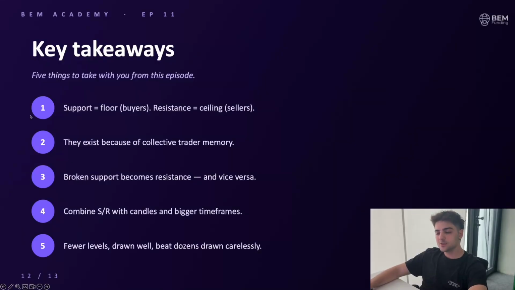There are 5 things to take with you. 1. Support is a floor where buyers step in, and resistance is a ceiling where sellers step in. 2. They exist because of collective trader memory. 3. Broken support becomes resistance, and vice versa. 4. Combine them with candles and timeframes for real signals. And finally, 5. Fewer levels drawn well beats dozens drawn carelessly.